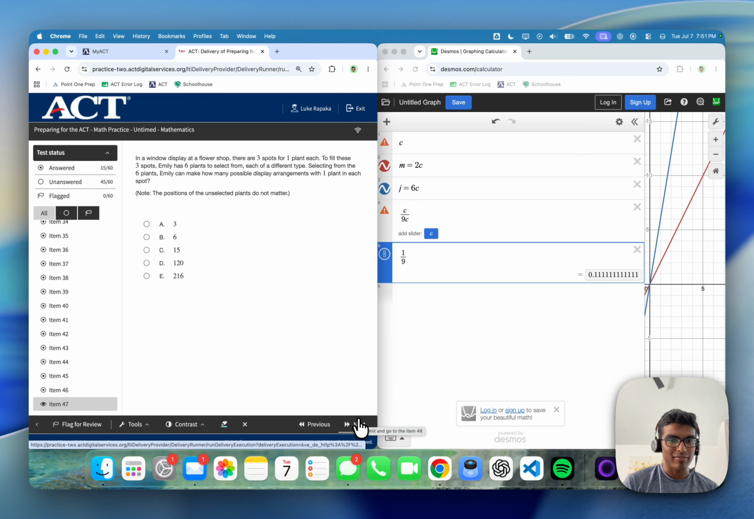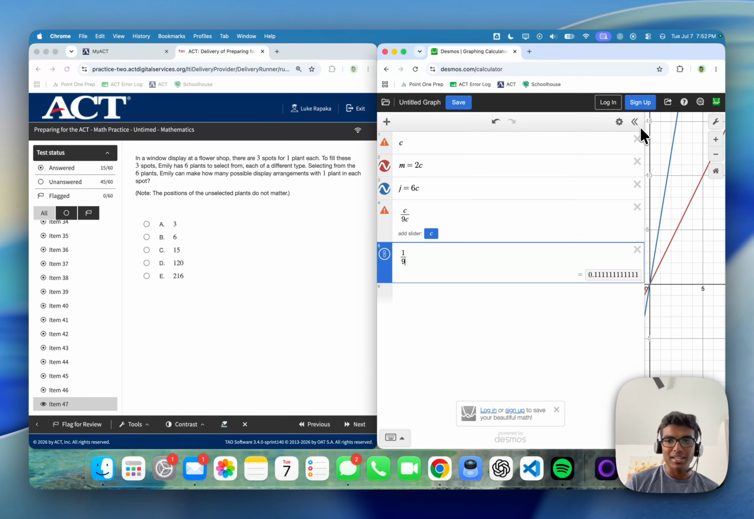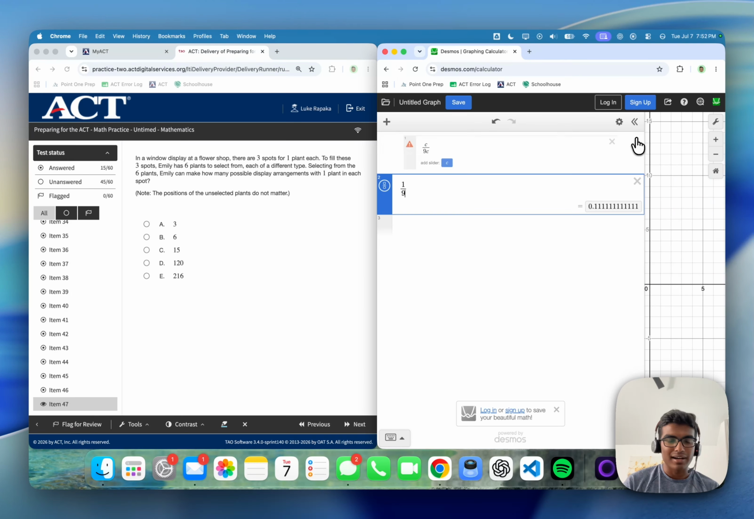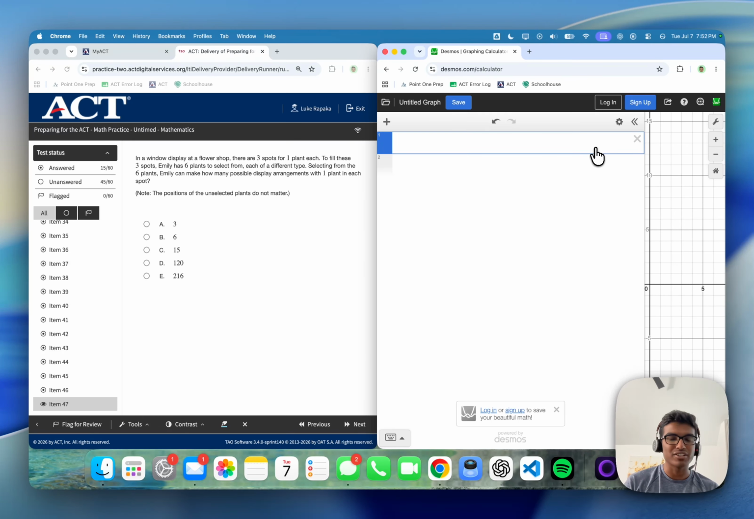Okay, in a window display at a flower shop, there are 3 spots for 1 plant each. To fill these 3 spots, Emily has 3 plants to select from a different type. Okay, so this is going to be a permutations question. And so basically, this means that you can't just combine 3 into a group. They have to be in a certain order. Otherwise, it would just be a combination.